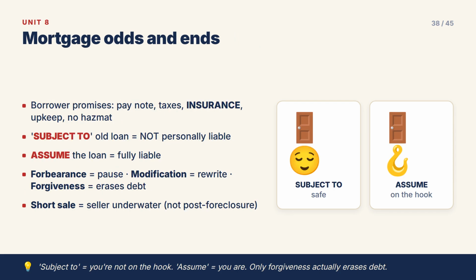The borrower's promises inside a deed of trust: pay the note, pay the taxes, keep insurance, maintain the place, and no hazardous materials. Buying a house subject to its old loan means you are not personally on the hook, but assume that loan and you are fully, with the original borrower still liable too, unless the lender releases them. A landlord in foreclosure keeps collecting rent until the sale.